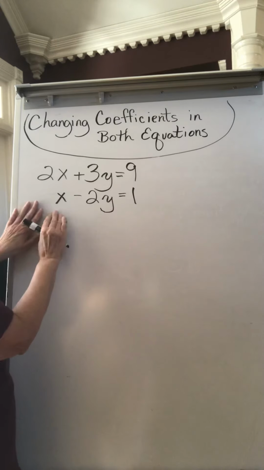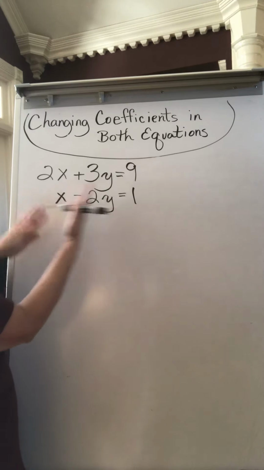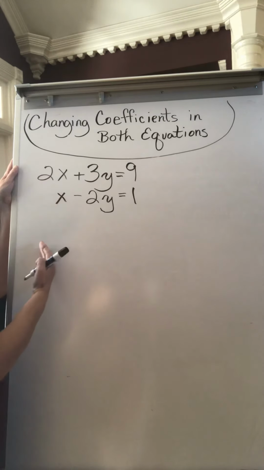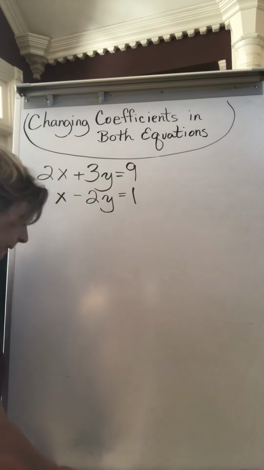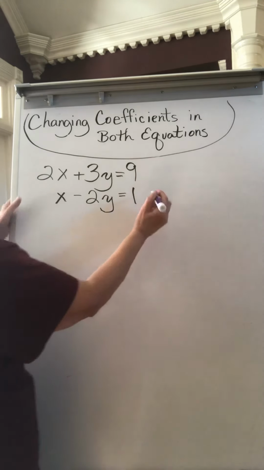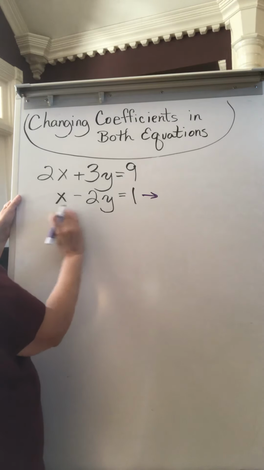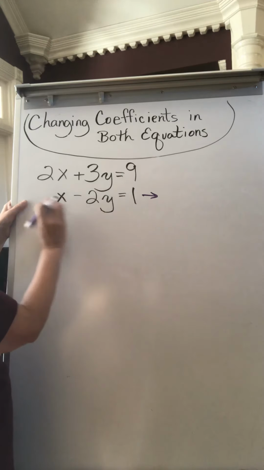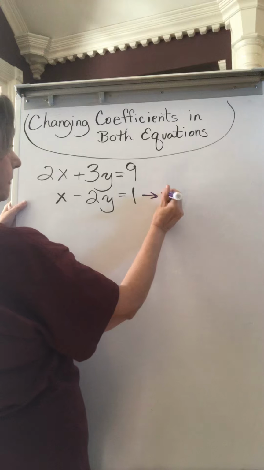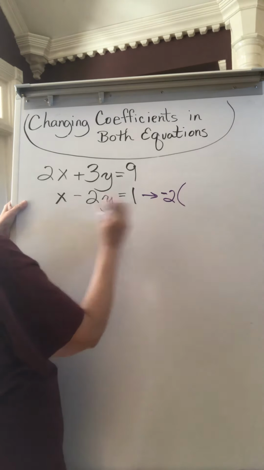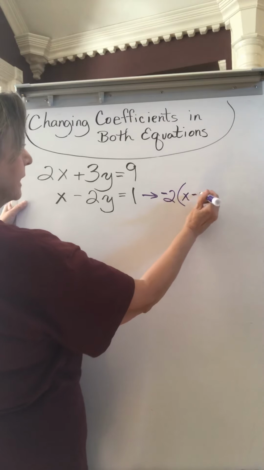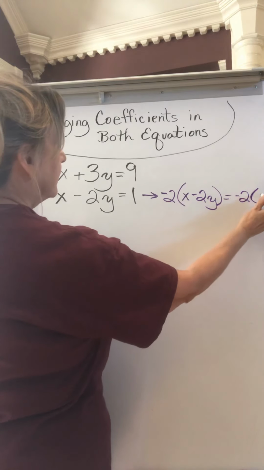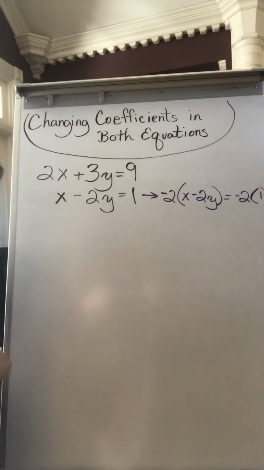Well, if I think about this, there's nothing I can cancel out right now. But if I had a negative 2 here, I could cancel that out, right? So I'm going to go over to the other side right here, and I want to multiply this entire equation here by negative 2. So negative 2 times x minus 2y equals negative 2 times 1. All right?